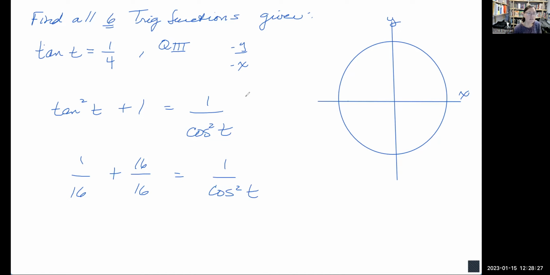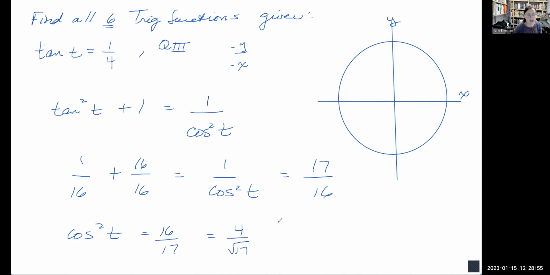I could actually have solved this as secant squared and then taken the reciprocal when I was all done. But notice what I'm going to get is equal to 17/16, okay? And if I flip this upside down, I'm going to get my cosine squared of t, in this case, is going to equal 16 over 17. And if I take the square root, I'm going to get 4 over root 17.